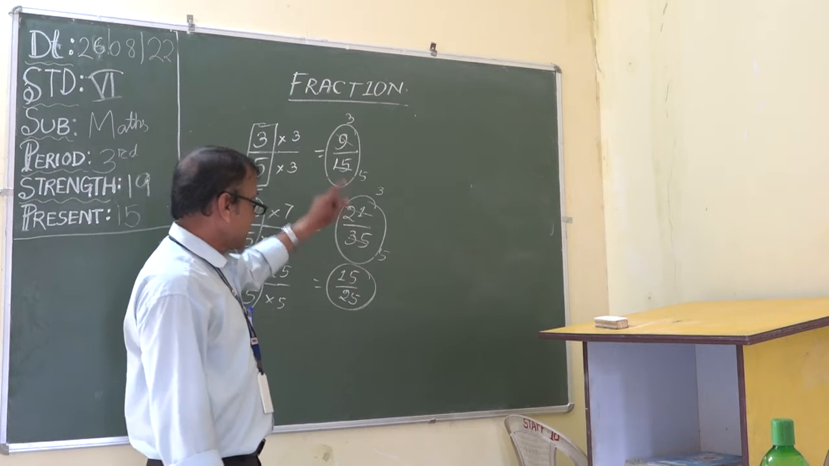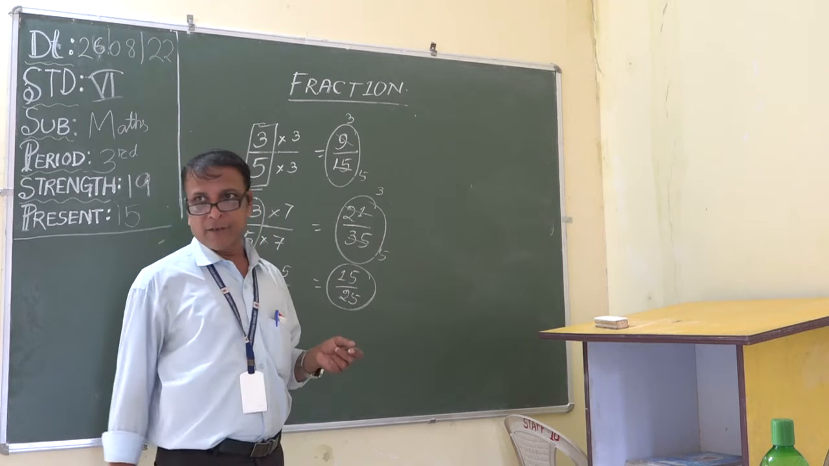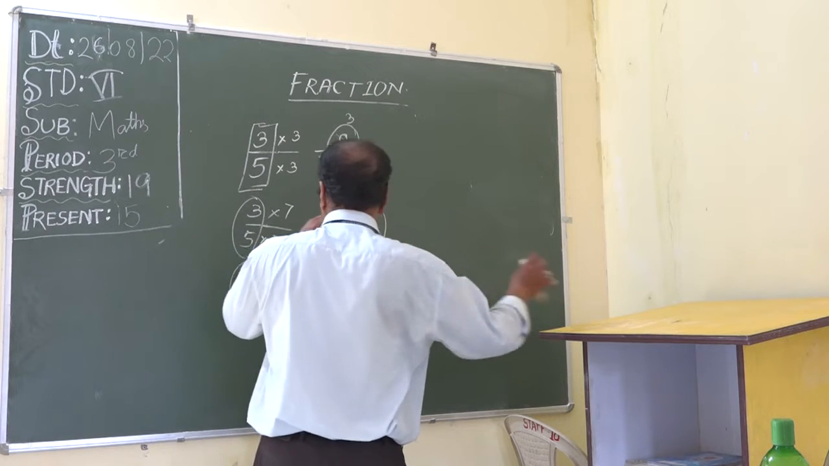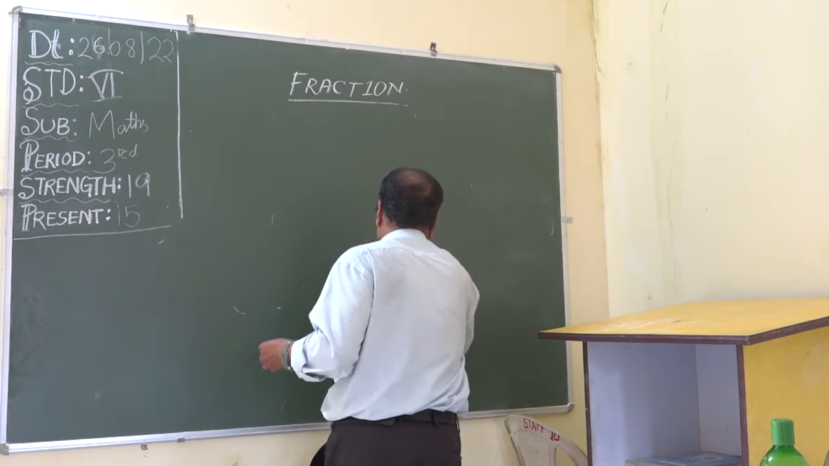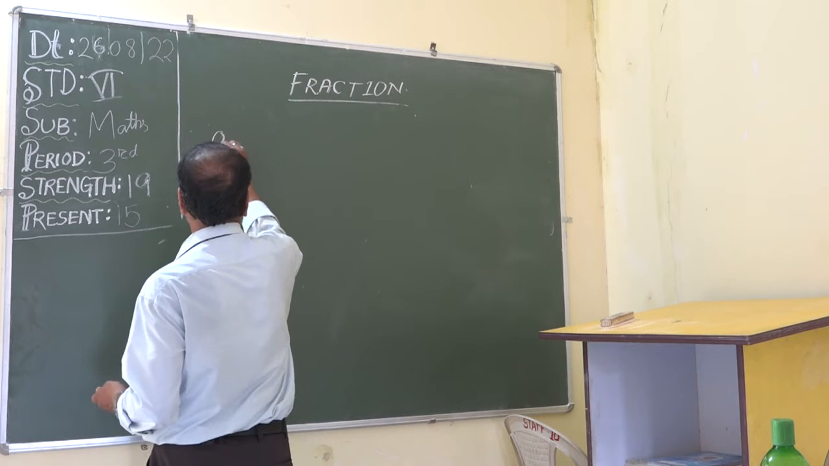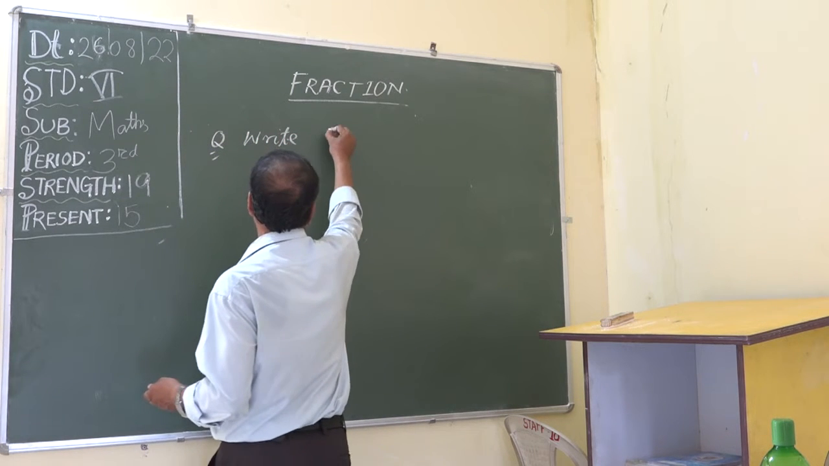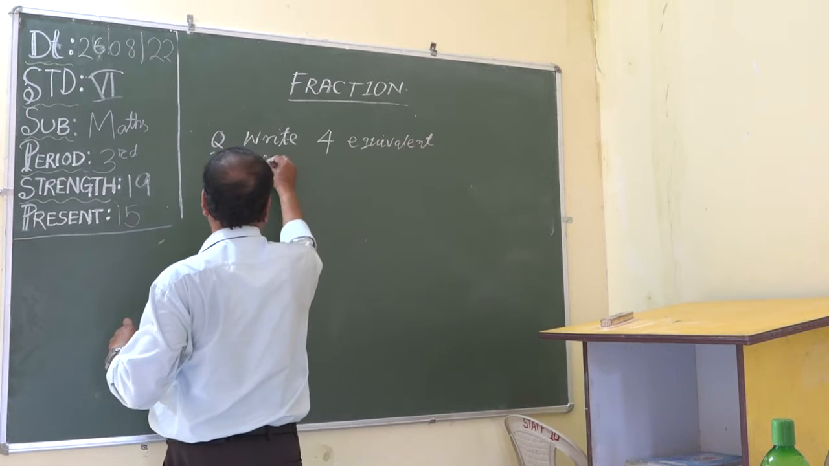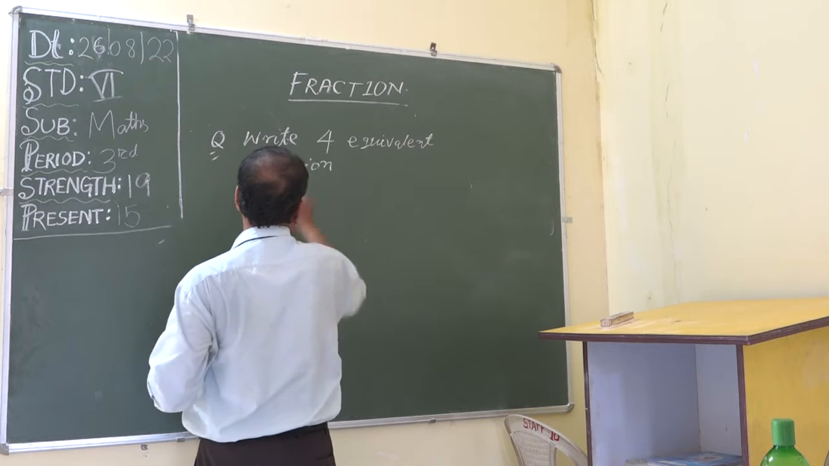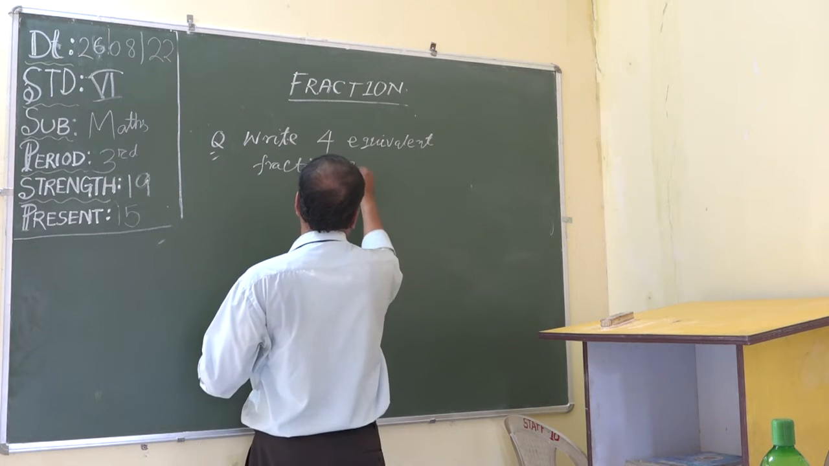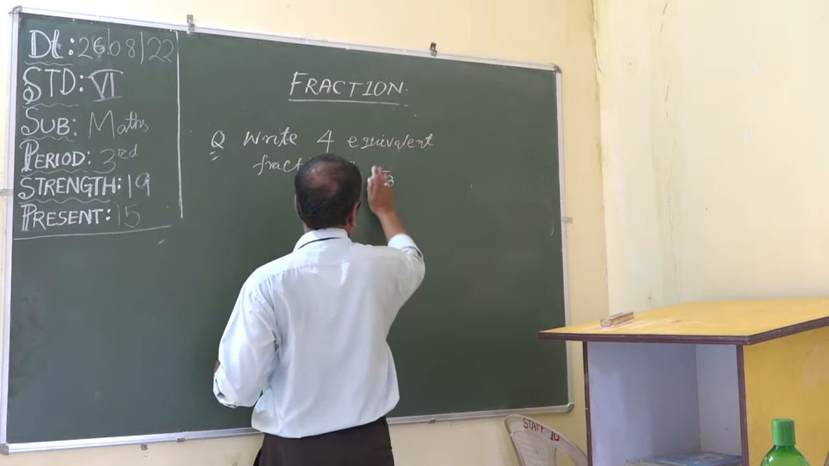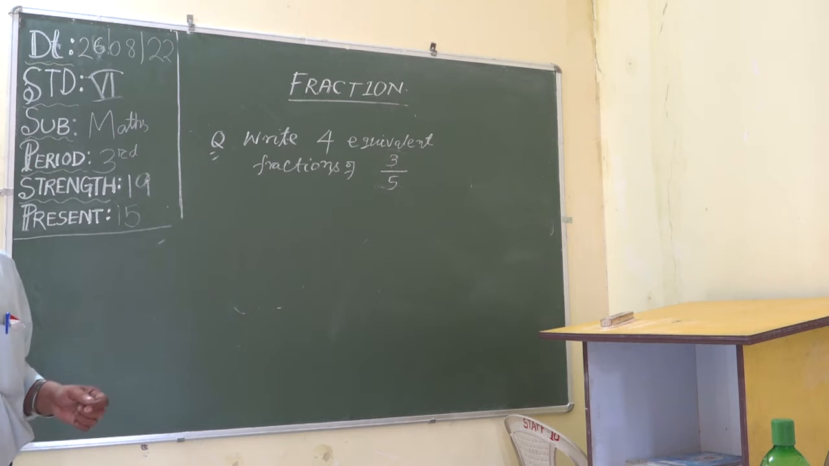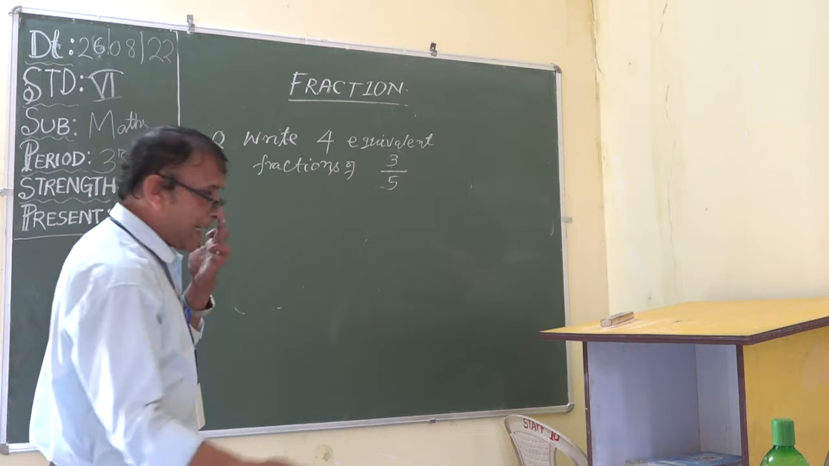So like this, we can get so many equivalent fractions for a given fraction. Now a question for you. The question may come like this: write 4 equivalent fractions of 2 by 3 or 3 by 5. Write 4 equivalent fractions of 3 by 5. Like that, you can do.